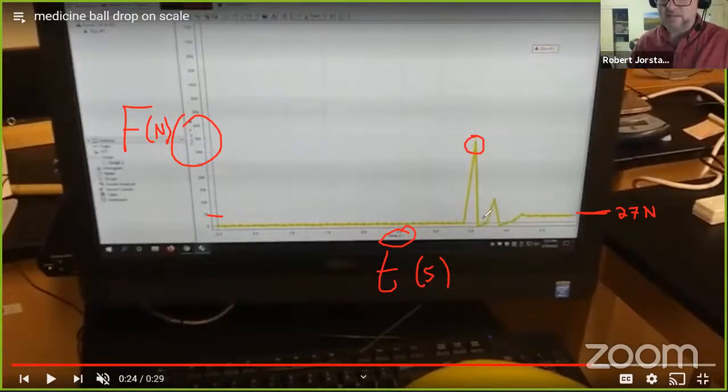Then in this case, the ball actually bounces, it catches air. Look, the force goes to zero. Then it hits again, and the force reading is still larger than 27. It bounces a second time, then goes up above 27 again, and finally it settles in at 27. So we see that the scale reading is not equal to the weight when it's stopping the ball.